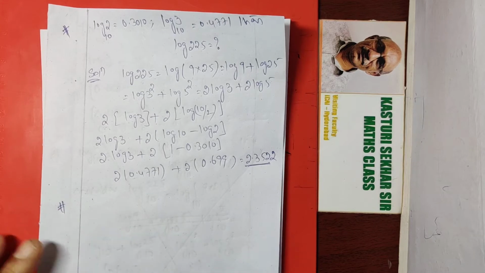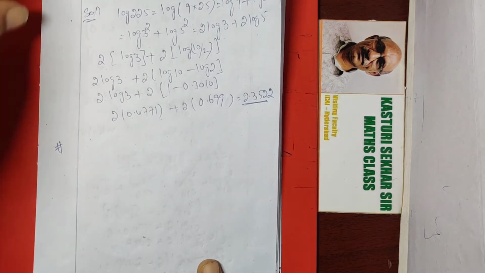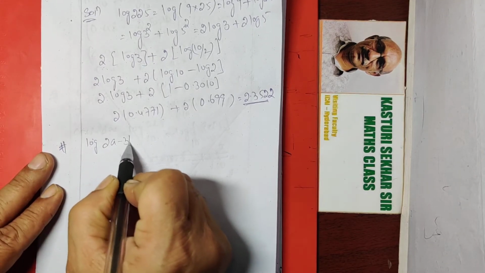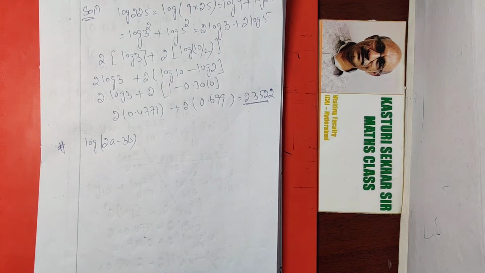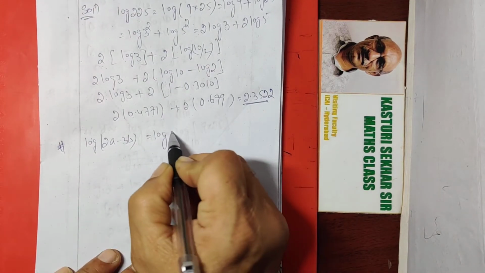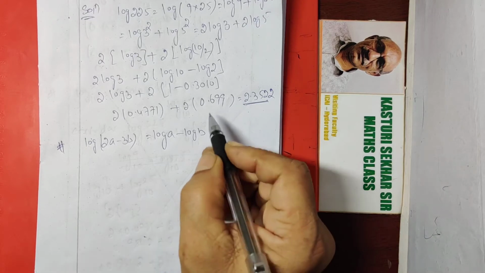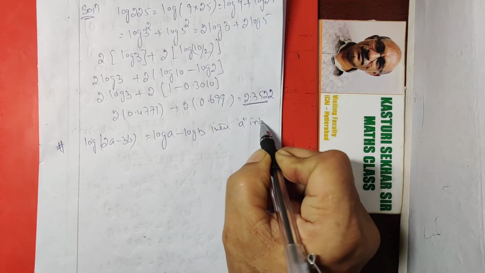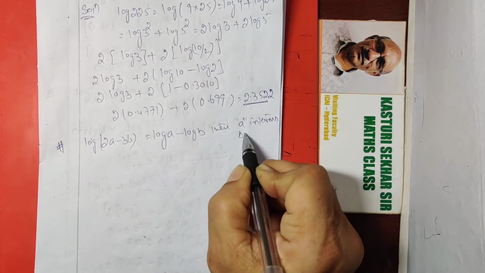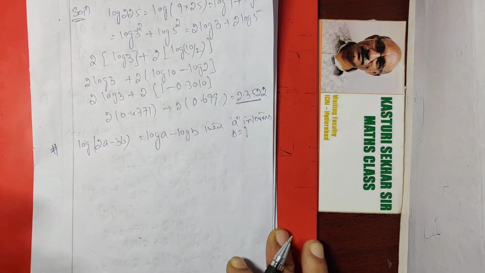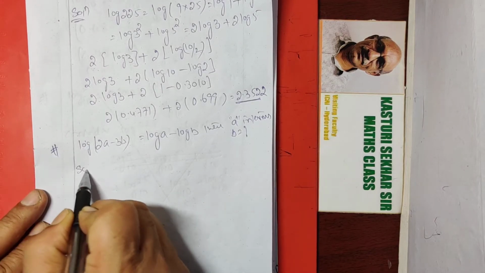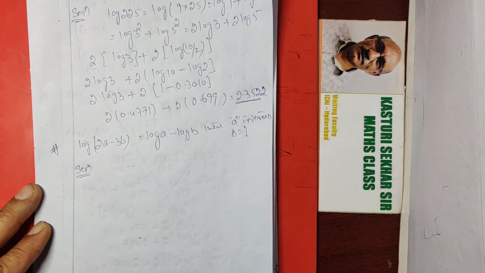Log of 2a minus 3b is equal to log a minus log b. Then find a in terms of b. Now look at this, sir, the solution part of this.